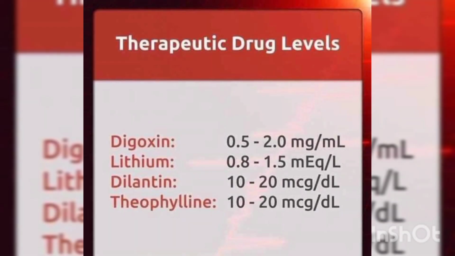These are some therapeutic drug levels. Digoxin is 0.5 to 2 mg per ml. Lithium is 0.8 to 1.5 mEq per liter. Dilantin 10 to 20 mcg per deciliter. Theophylline 10 to 20 mcg per deciliter.